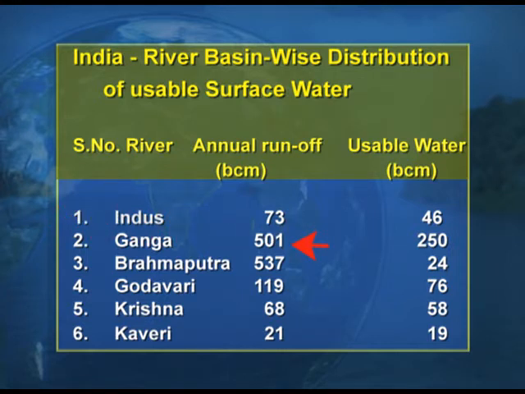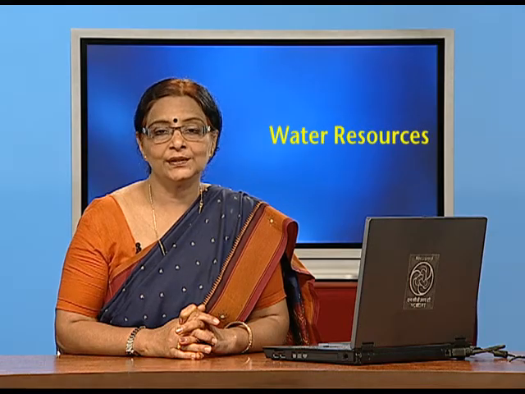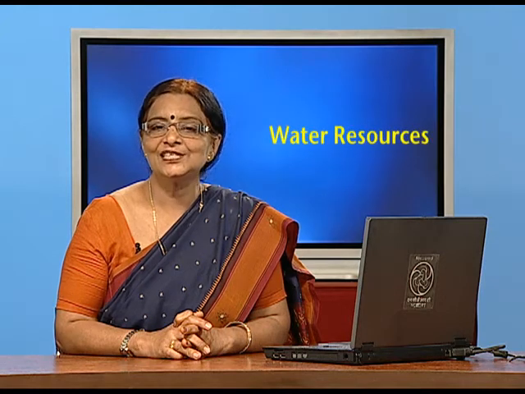If we compare that with the usable water, you will find a lot of difference in both the rivers. For Brahmaputra, it is only 24 billion cubic meter, whereas for river Ganga, it is almost more than 10 times, that is 250 billion cubic meter of usable water. So my question to you dear children is, find out the reasons why river Ganga has a higher percentage of usable water in comparison to river Brahmaputra. So try to find out the reasons for that.